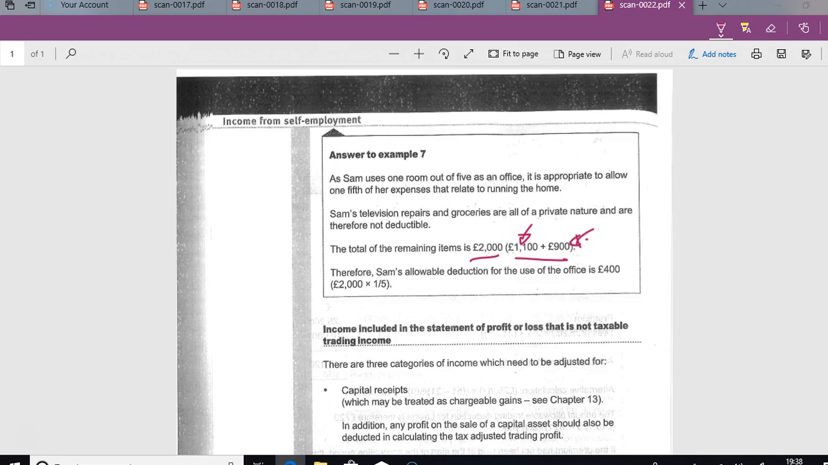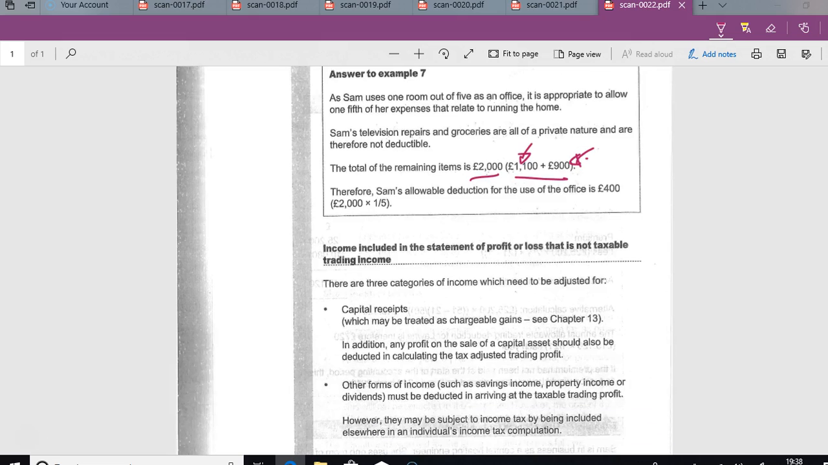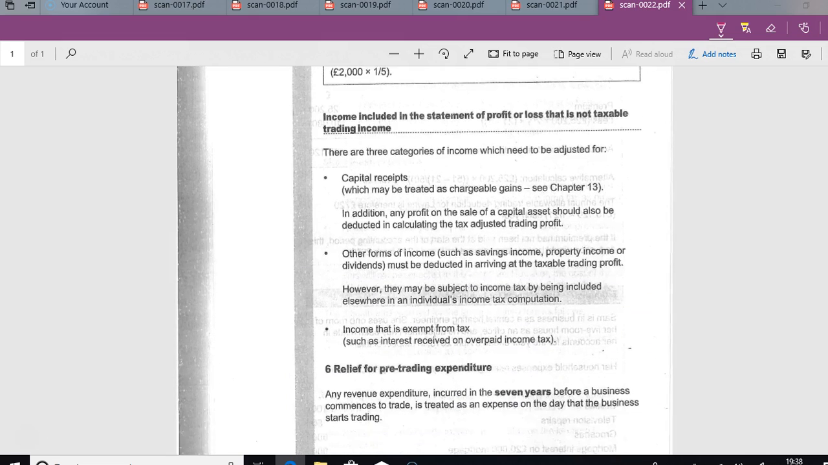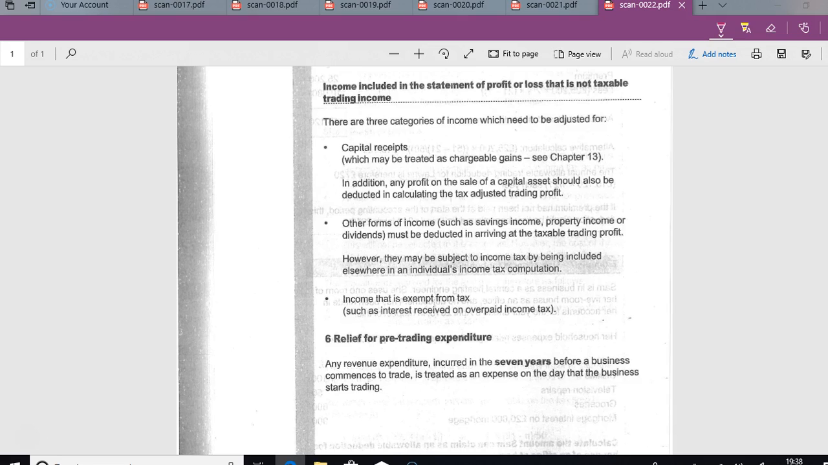Now the last bit in this, before I get you to do that question, is that clearly we're happy with the idea that if you end up putting in gains on sale in your income statement, that needs to come out. So any profit or gains on sale of any assets needs to come out. If you have any savings income, property income, that sort of thing, it needs to come out. We're not saying we're not going to tax it, but not just within trading income. And you might have some income that's exempt from tax. You just need to watch out for it. But we talked about things like that, NS&I.